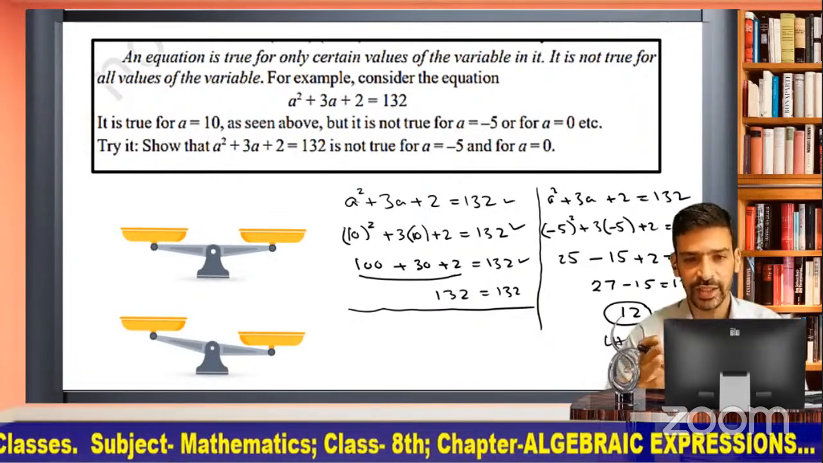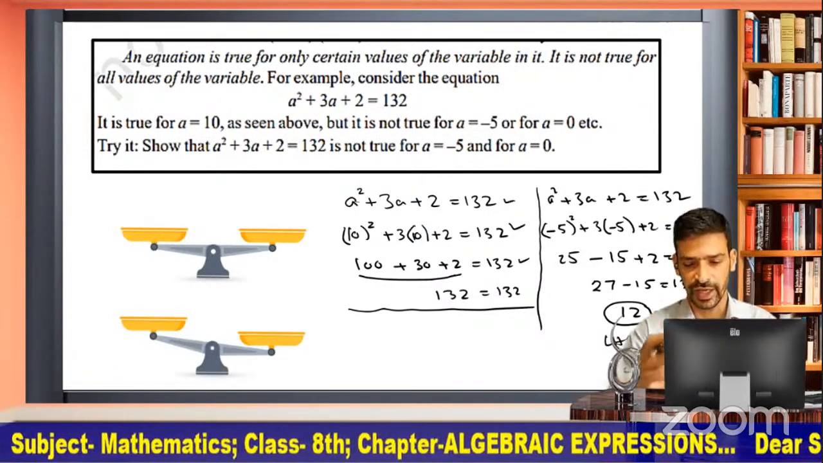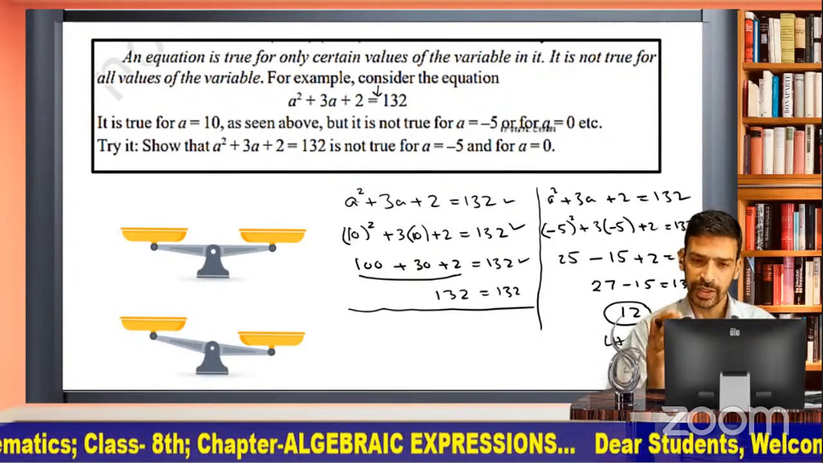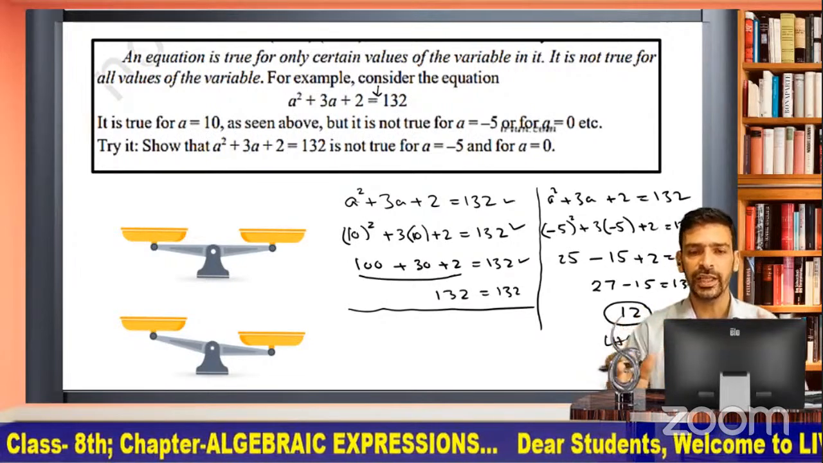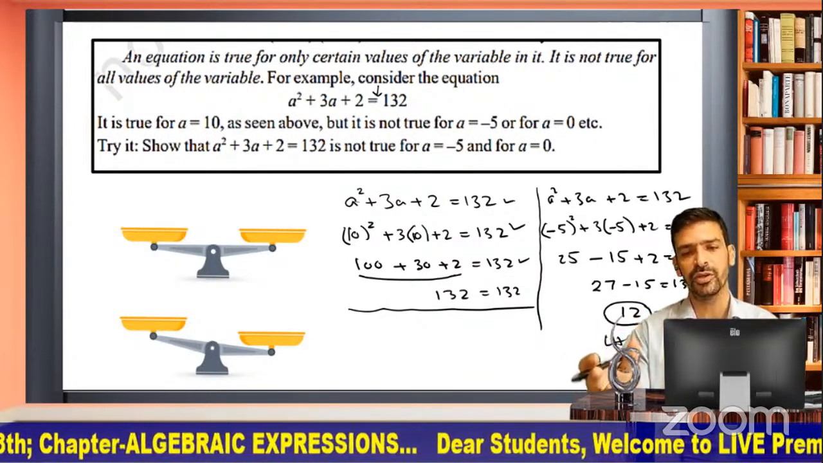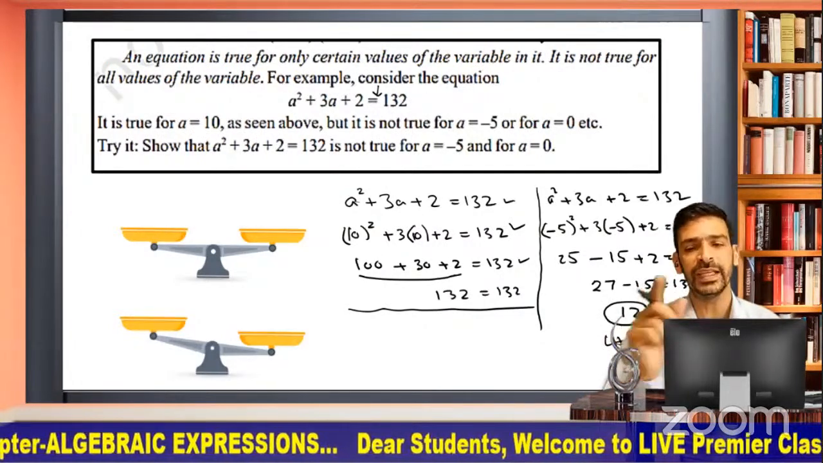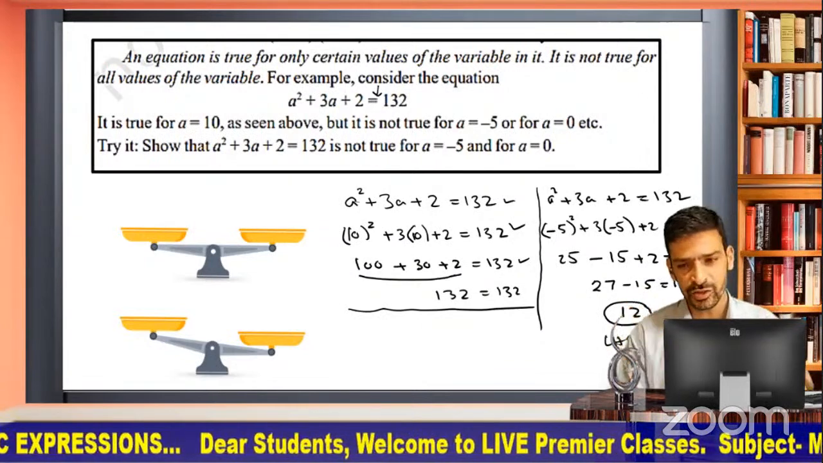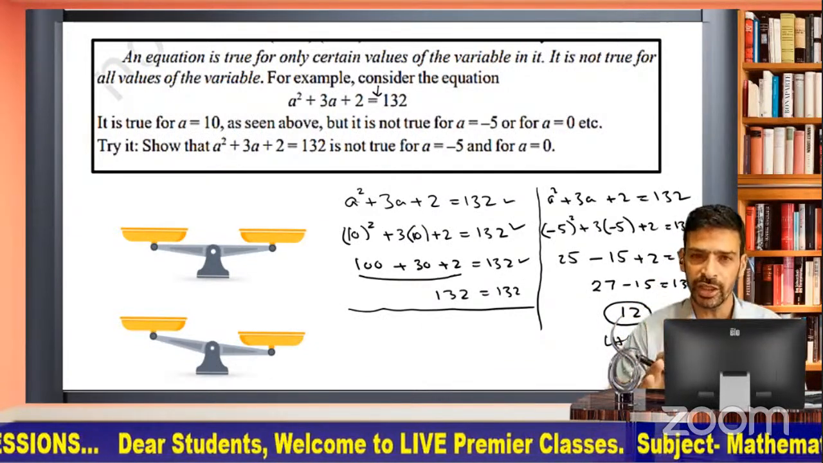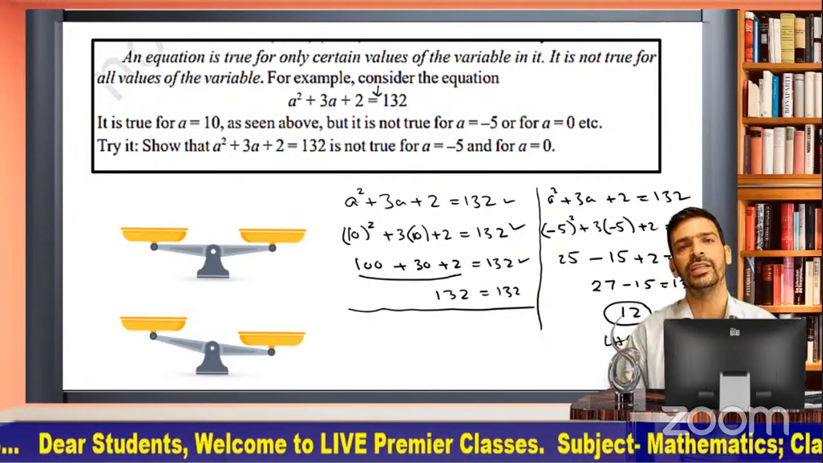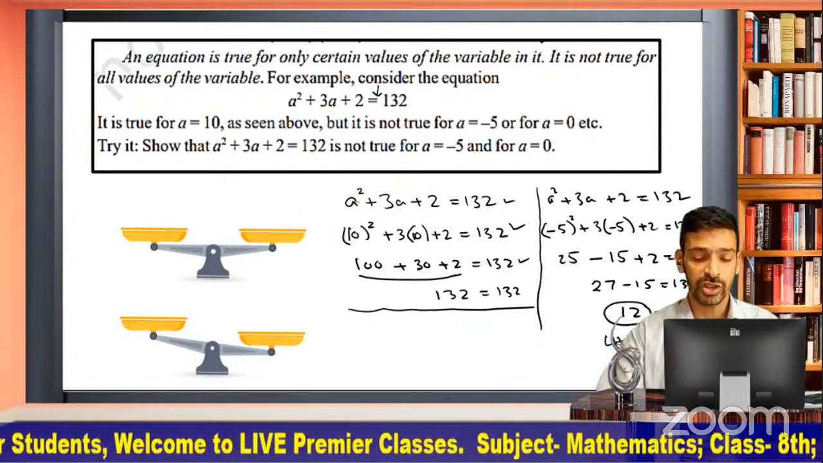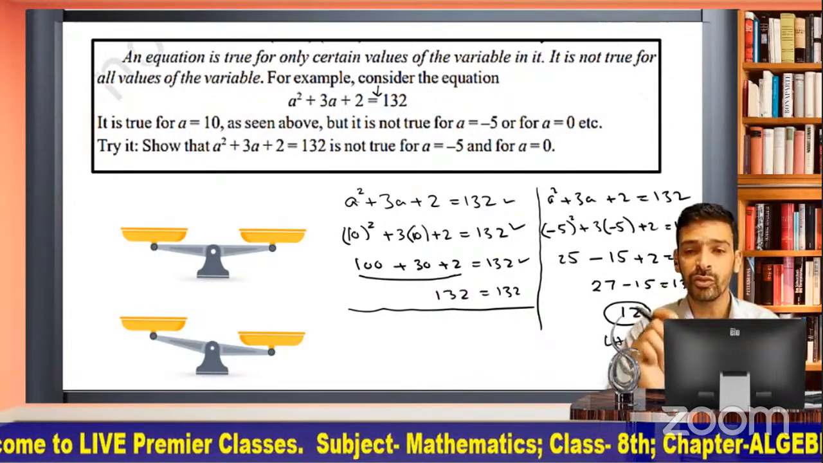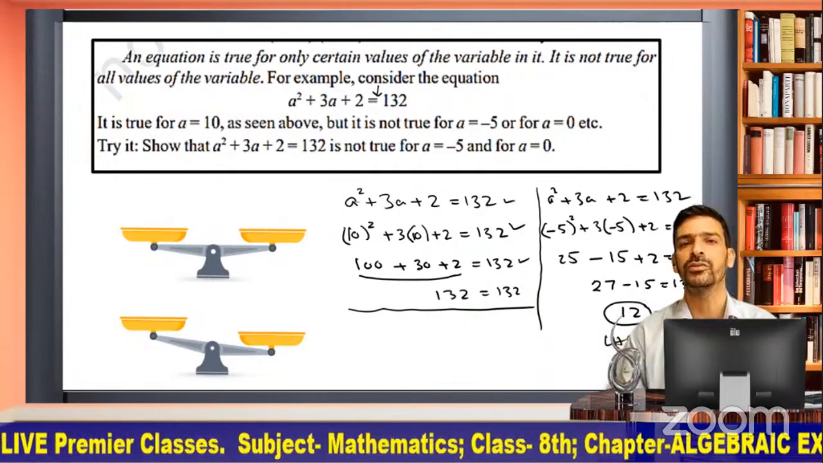हमने एक इक्वालिटी ले ली, एक इक्वेशन ले ली. We have sign of equality here, एक इक्वेशन है. हमने इसमें a का वैल्यू 10 लिया. Yes, we found that LHS is equal to 132 for the value of a being 10. Now, if we change the value of variable to minus 5, LHS is 12 and RHS is 132. This is an equation, but this is not an identity. Because equations are true for some values, not for all values.